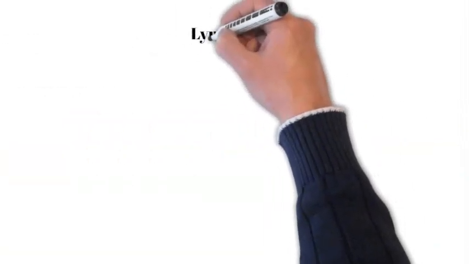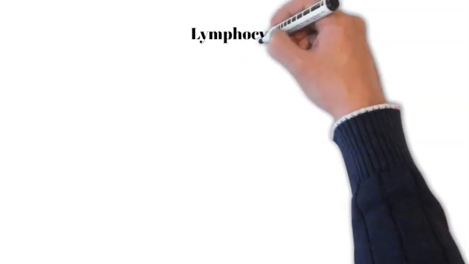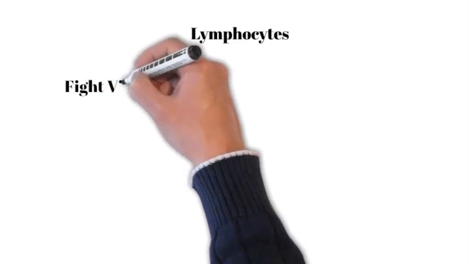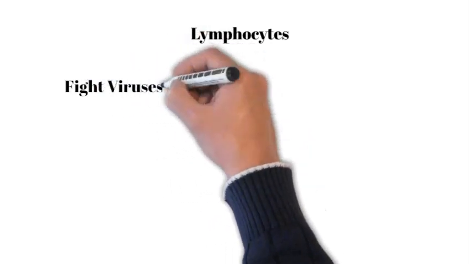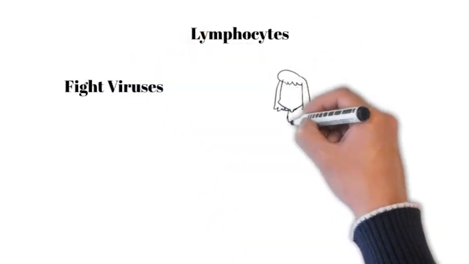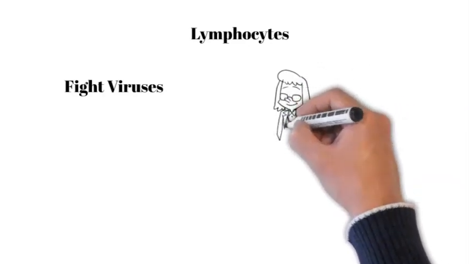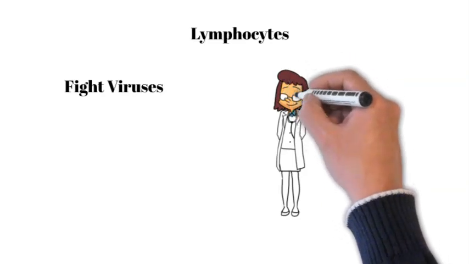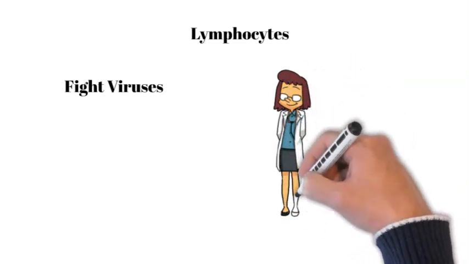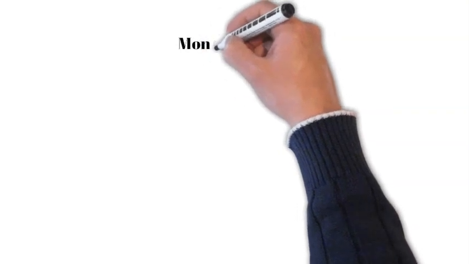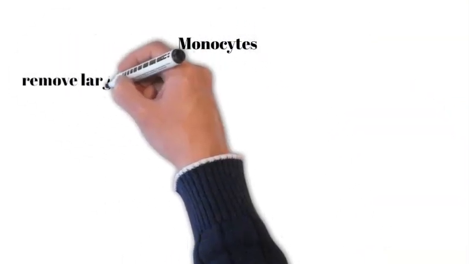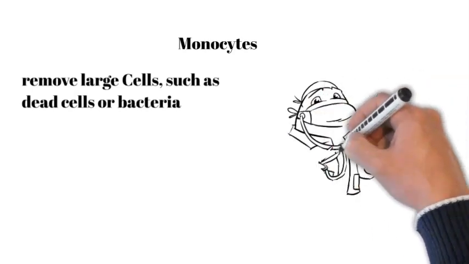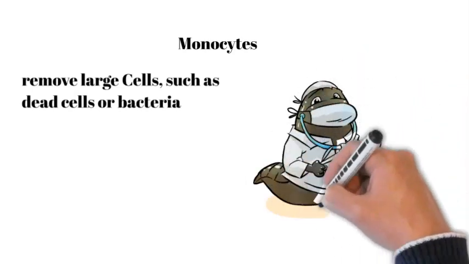Lymphocytes are a type of white blood cell that plays a crucial role in the body's immune system, specifically in fighting viral infections. There are two main types of lymphocytes: B cells and T cells. B cells produce antibodies that can recognize and neutralize specific pathogens, while T cells can directly attack infected cells. Monocytes are a type of white blood cell that can differentiate into macrophages, which are cells that can engulf and digest large foreign particles, such as bacteria or dead cells.